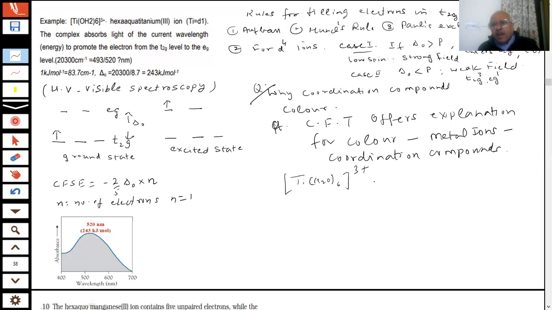This will be hexa aqua titanium, hexa aqua titanium 3. If I make a mistake, you will tell me. Did I write the correct name? Yes, sir. Okay, then our hard work has not been wasted. You have been learning how to give the IUPAC name.